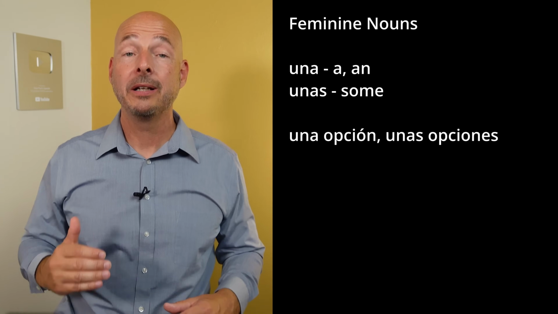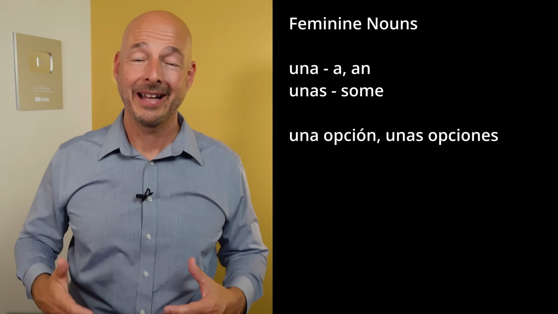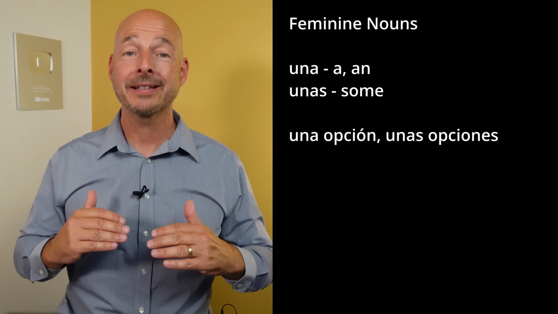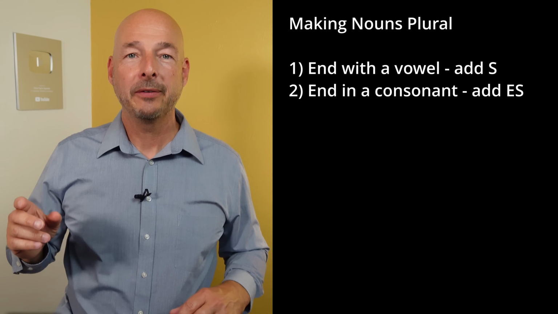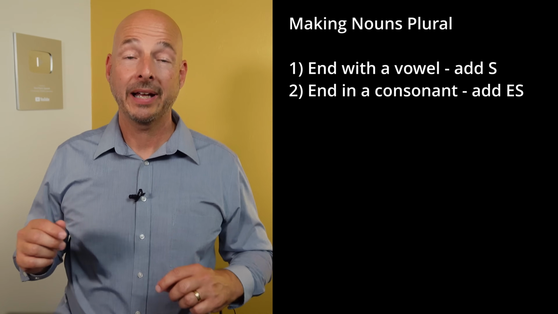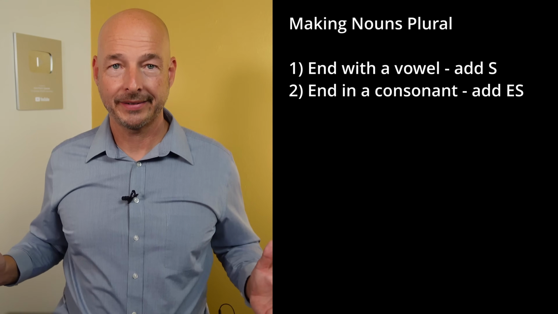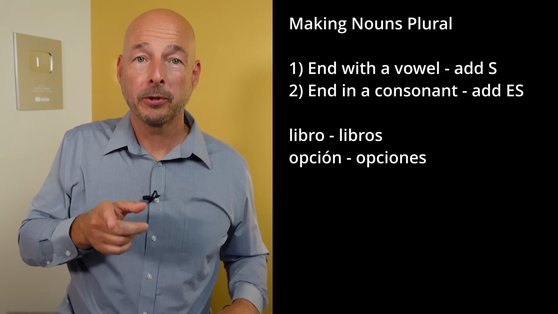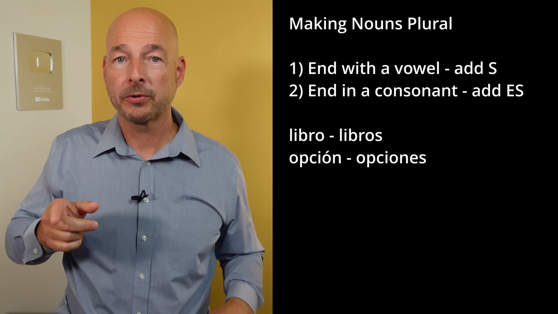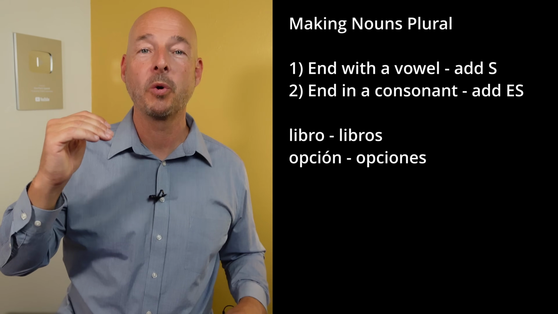An option would be una opción. And some options would be unas opciones. Now you may have already noticed this pattern on your own. If we want to make a Spanish noun plural and it ends with a vowel, we just add s. If it doesn't end with a vowel, we add es. So libro, book, would become libros, and opción would become opciones.